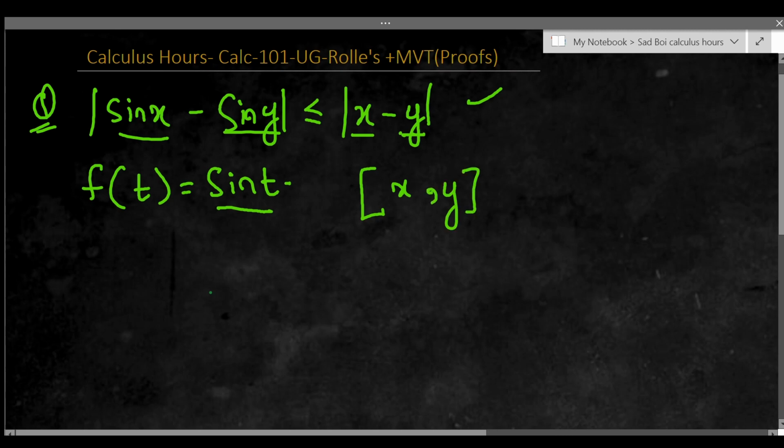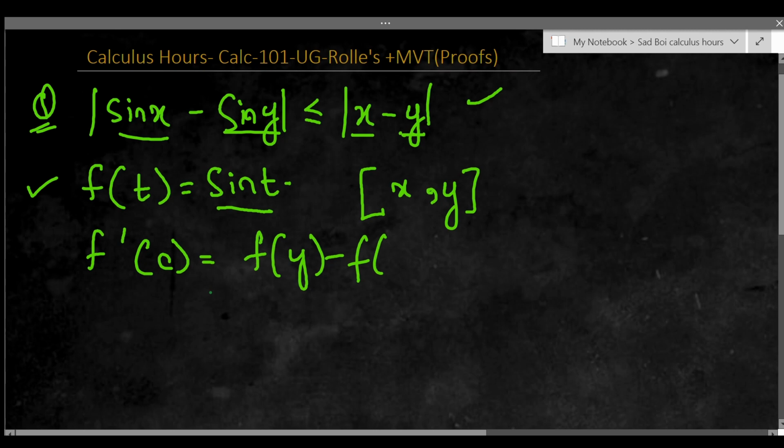Now we're going to consider that the mean value theorem is valid on this function, because sine t is continuous between x and y, and it is differentiable as well between x and y. So let's move on to what the mean value theorem says. It says that there is a point c such that its derivative at that point is equal to the slope of the secant line between the endpoints of the domain. This is going to be f of y minus f of x over y minus x.